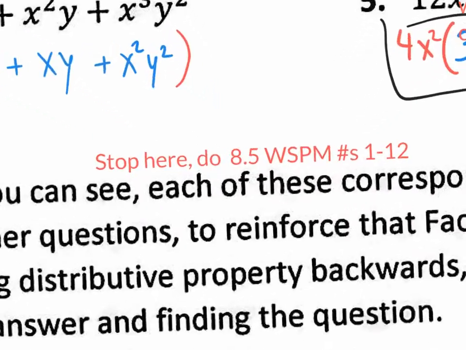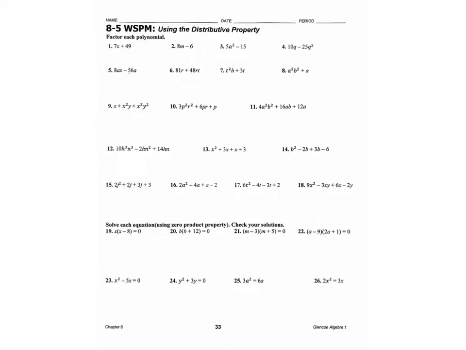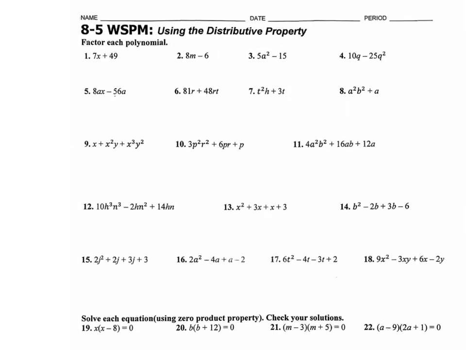Now, it does say right here on this video, stop here and do 8.5 WSPM numbers 1 through 12. Okay, so let's check that out. Okay guys, so here's 8.5 WSPM, and on that first part of the notes, I said now you'll be able to do 1 through 12, okay? So on this first video, you should be able to do all of these 1 through 12.